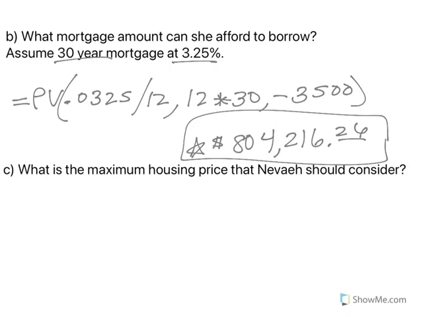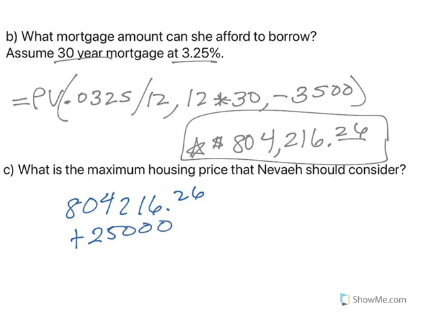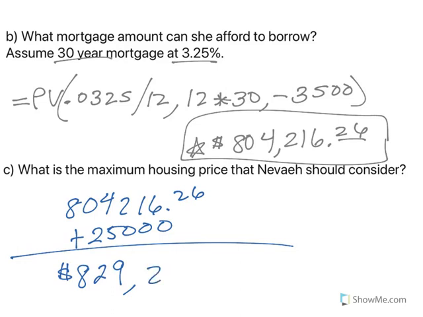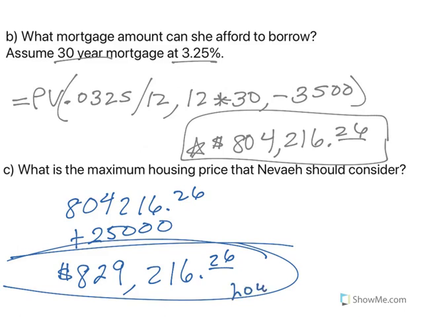So what is the maximum housing price Nevaeh should consider? Well, this is the value of the house that her data says. But remember, she also has $25,000 saved for a down payment. So realistically, she can look at an $829,216.26 house. This is the highest value she can afford. I think she should just look at the 800,000 range. Like, give yourself some grace, because you never know what's going to happen. But mathematically, based on this data, she can afford a house that's $829,216.26.